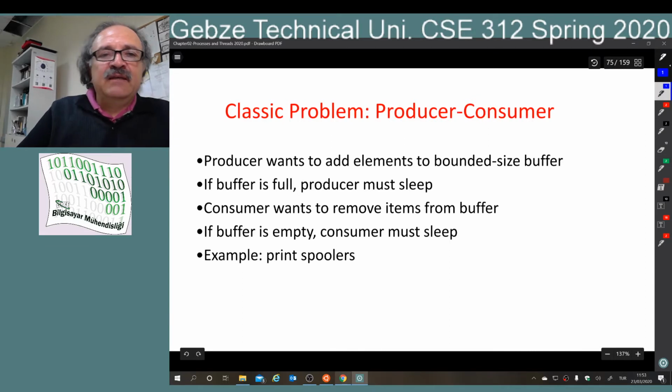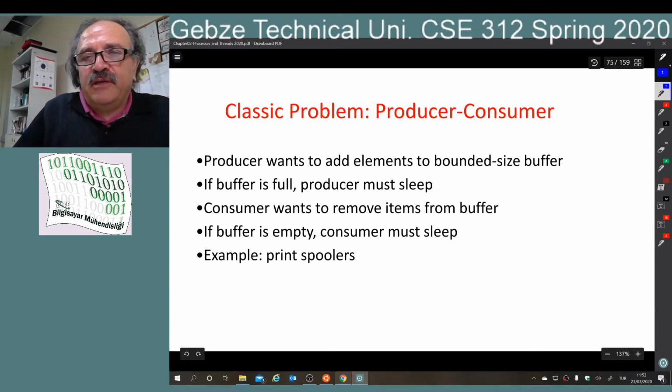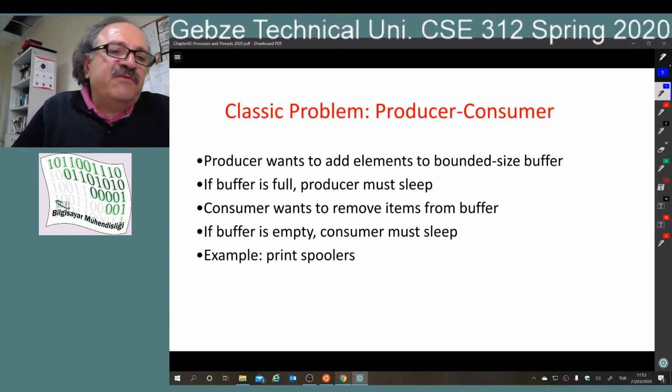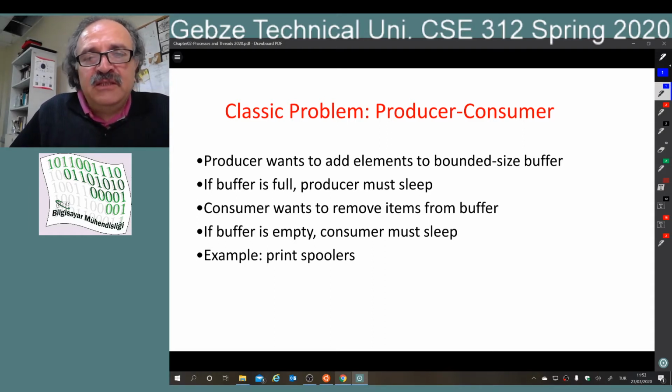We say that the producer wants to add elements to a bounded size buffer, and if the buffer is full, the producer must sleep. The consumer wants to remove items from the buffer, and if the buffer is empty, the consumer must sleep. Of course there is a buffer problem here, and also there is a race condition if you are not that careful. Any questions?